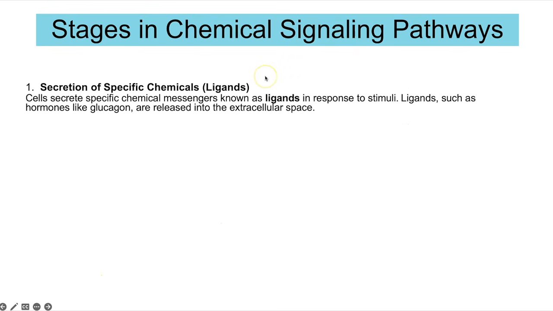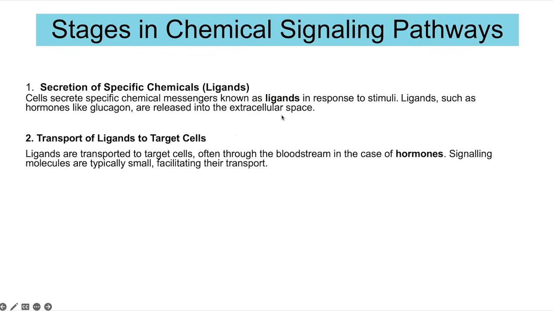So the stages in the chemical signalling pathway, and this is where we'll see it link back to the role of the membrane: you have secretion of a specific chemical, or a ligand. Cells secrete specific chemical messengers, and that's what the ligands are, in response to a stimulus. That could be molecules like hormones, for example glucagon, which is then released into an extracellular space. That will then be transported through the bloodstream, in the case of hormones, to the target cell.